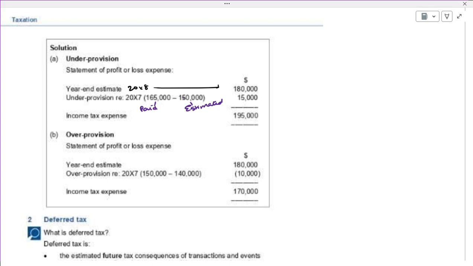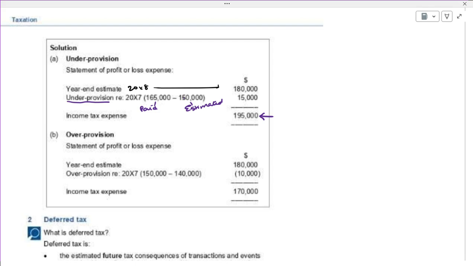The estimated amount is less and the paid amount is more, which means they have made an under provision. Last year they made an under provision of how much? 15,000. Now they will add that 15,000, and what is the income tax expense? Income tax expense is 195. Understand this, then you will get back to me.